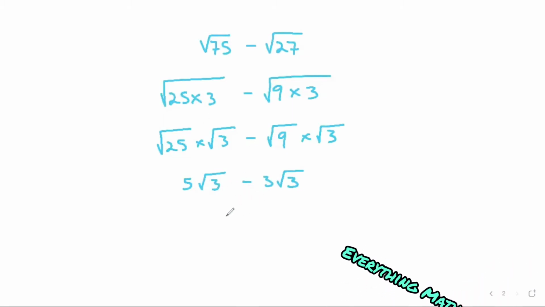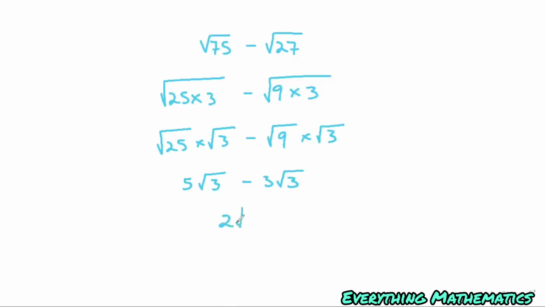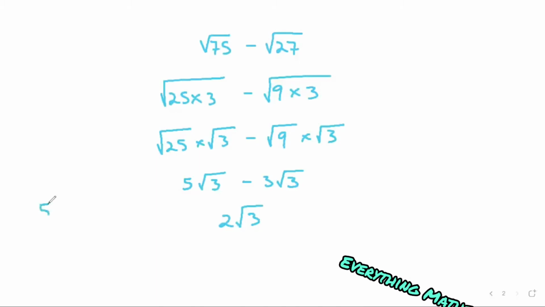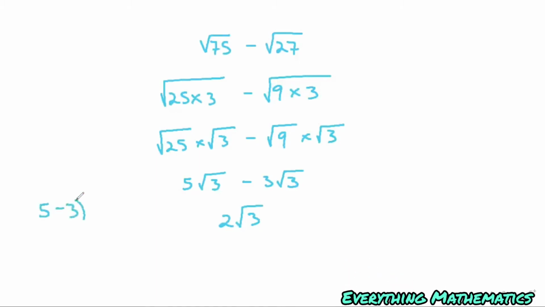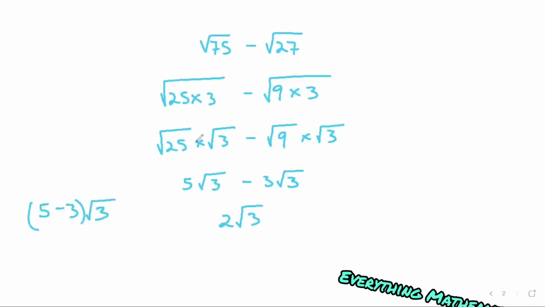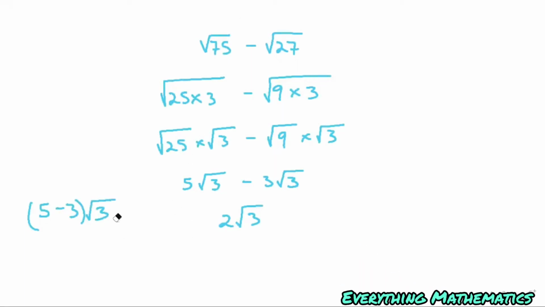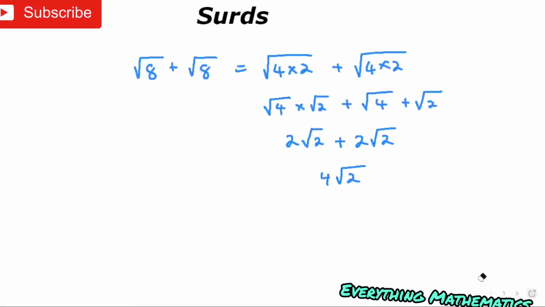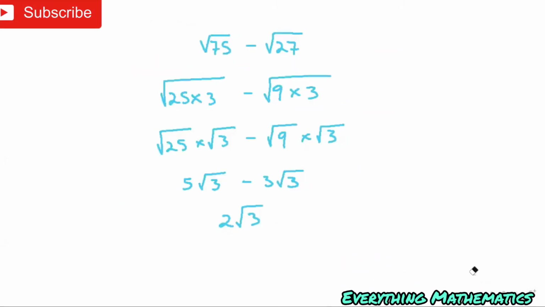So here we will end up with a result of 2 root 3. How did I get 2, you may ask? That's 5 minus 3. Remember, we operate that, and what's under the square root stays the same. And that's how we end up with such a response. What we got for the first one, we got the same response, 2 root 3.